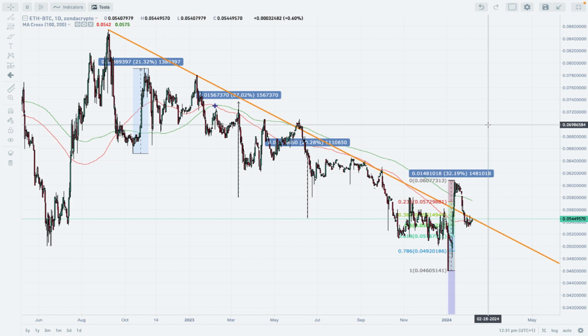This is the scenario for the Ether to Bitcoin, as long as the 61% of the Fibonacci retracement is not clearly violated. That's everything from me for today.